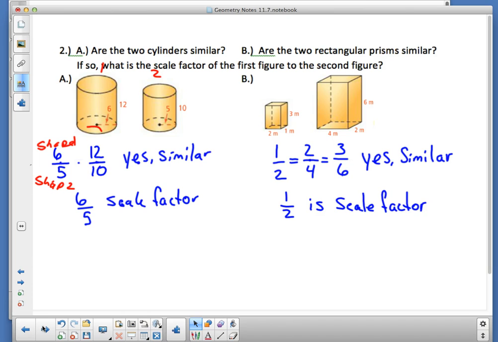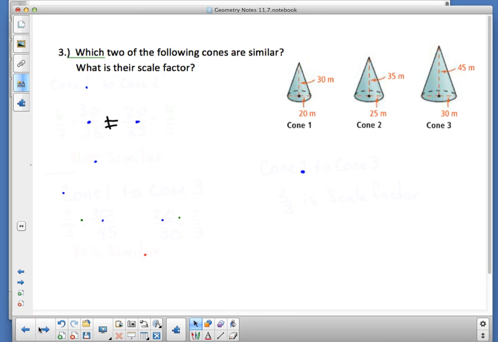Now, how do I do some of this stuff? I'm just going corresponding sides. That's the secret. I pick one shape to be first, one shape to be second, and the first shape's on top, second shape's on the bottom. Like this one, I'm going to compare cone 1 to cone 2. In comparing cone 1 to cone 2, I can determine whether they are similar or not.